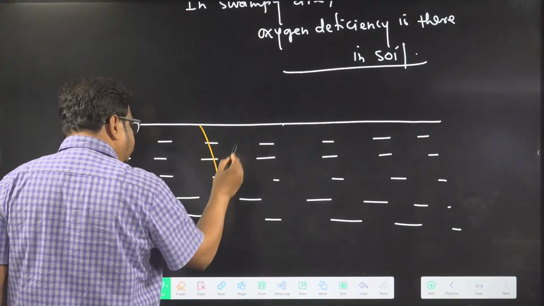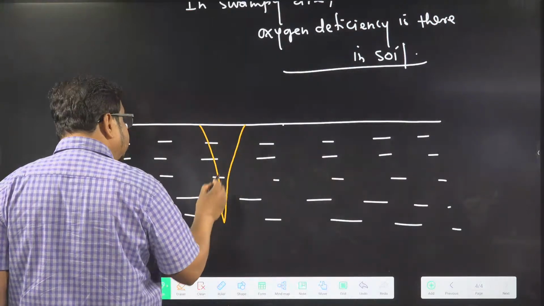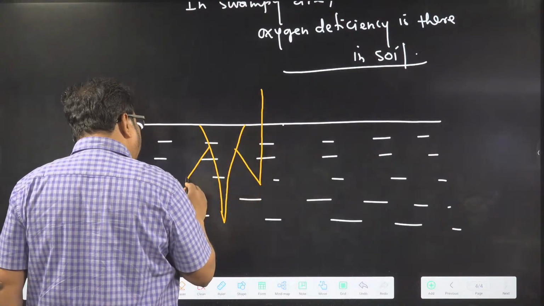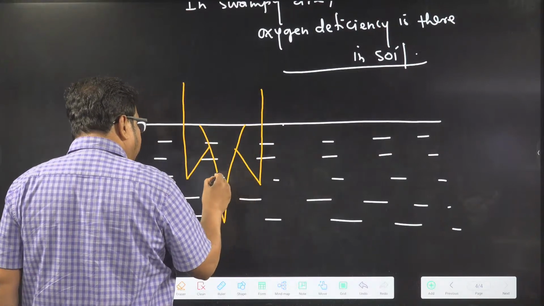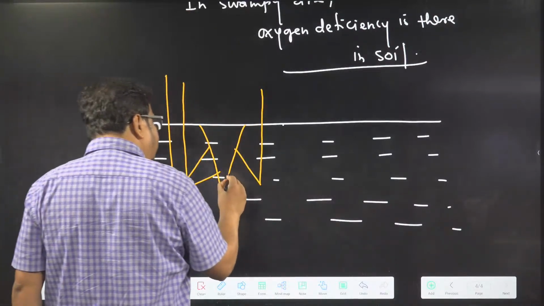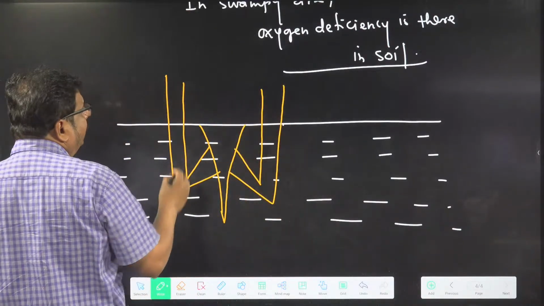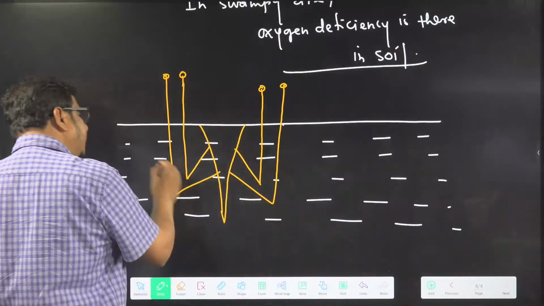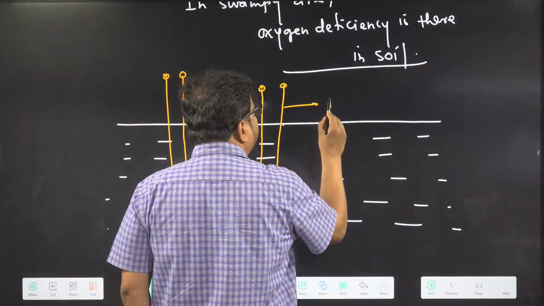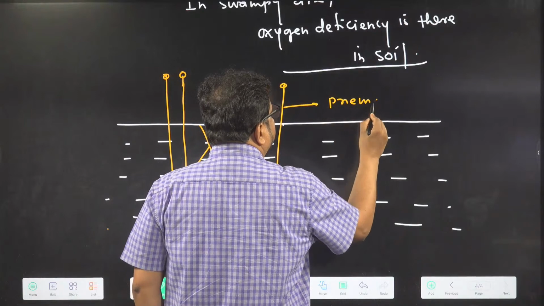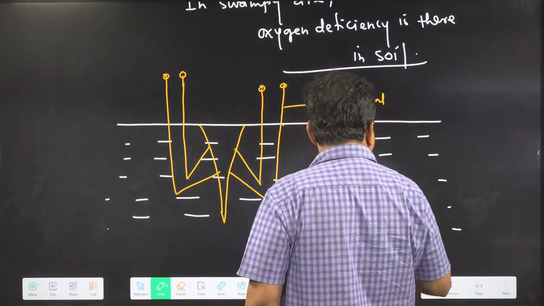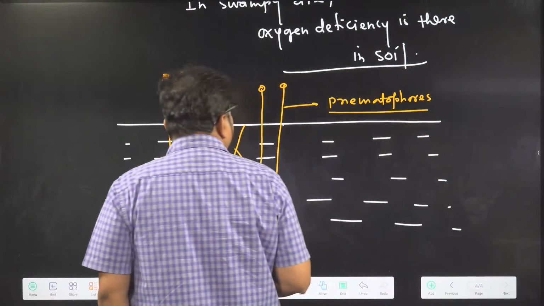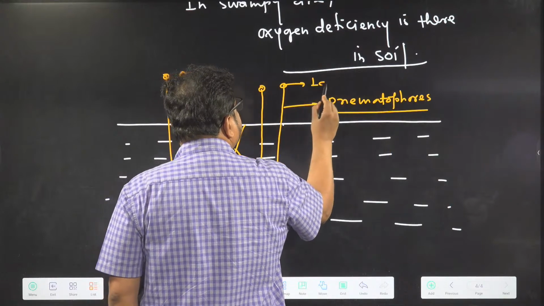This is the taproot. These are lateral roots. Some of the lateral roots move positive phototropic. Lateral roots which arise from the primary root move positive phototropic and come above the level of the soil. And these are called pneumatophores. Here in the pneumatophore, lenticels are there.